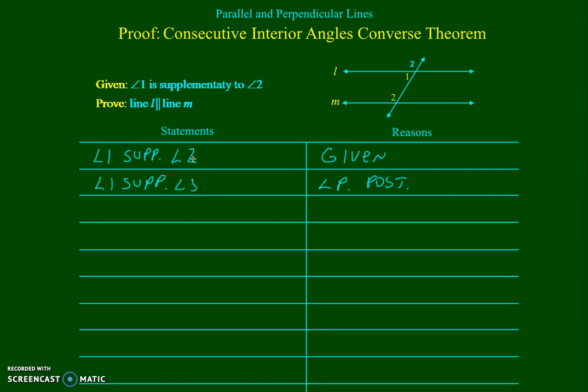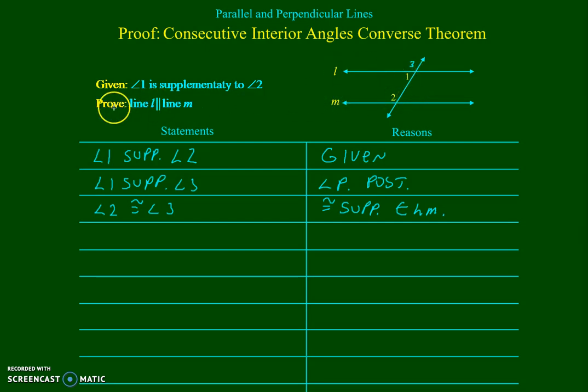As usual, what we're doing with these proofs is we're letting the information guide us. What does this tell me? Since this is supplementary to this and this is supplementary to this, these two are supplementary to the same angle. Therefore, angle 2 is congruent to angle 3, and that's the congruent supplements theorem. Well, now that we know that angle 2 is congruent to angle 3, and since these are corresponding angles, we know by the corresponding angles converse postulate, if two lines are cut by a transversal so that the corresponding angles are congruent, then the lines must be parallel.